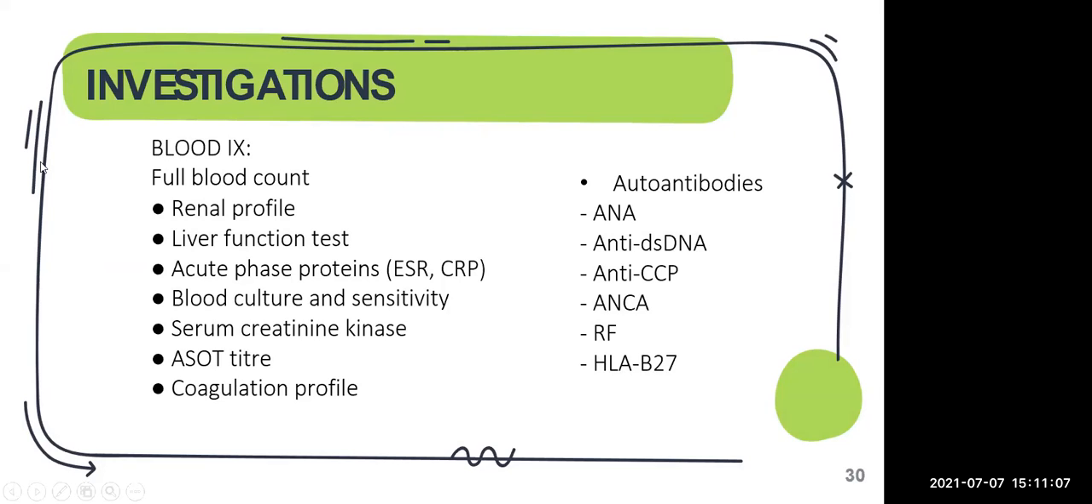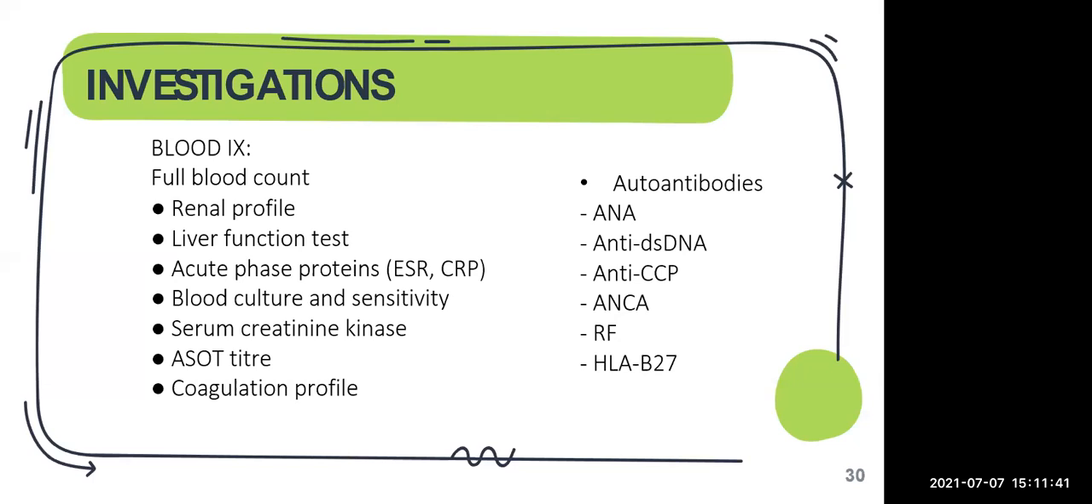Okay, so for investigation, I've divided it into blood, imaging, and advanced or invasive. For blood investigation, we can do a full blood count and check the white cell count. If it's increased, then it's a sign of infection. Then renal profile, because the kidney can be involved in Kawasaki, JIA, as well as SLE. Liver function test, because JIA can also affect the liver.